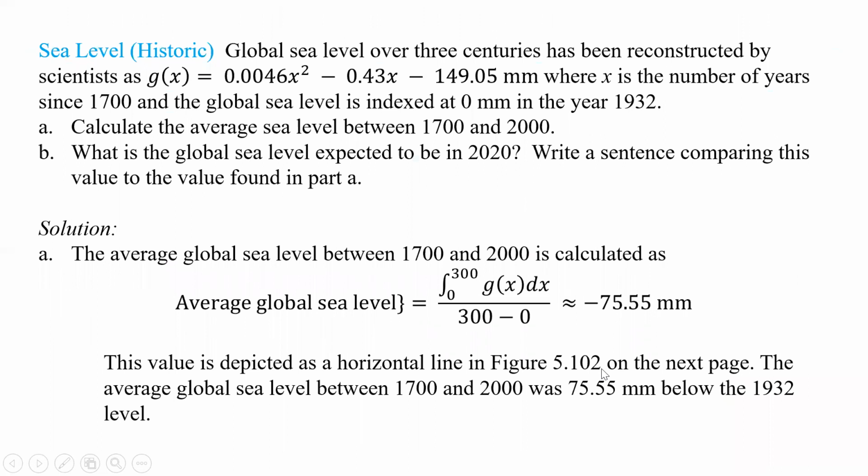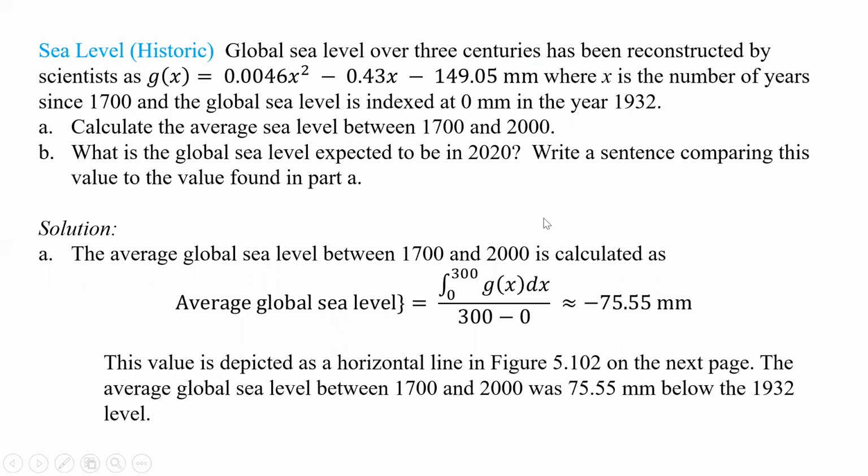So let's look at an example here. Global sea level over 3 centuries has been reconstructed by scientists as a function g of x, where x is the number of years since 1700, and the global sea level is indexed at 0 millimeters in the year 1932. Calculate the average sea level between 1700 and 2000, and then what is the global sea level expected to be in 2020?